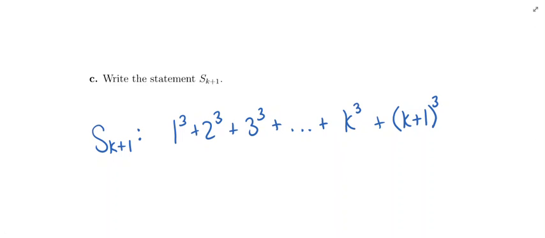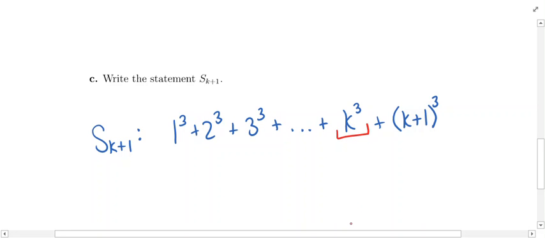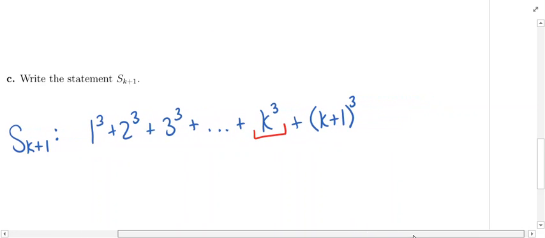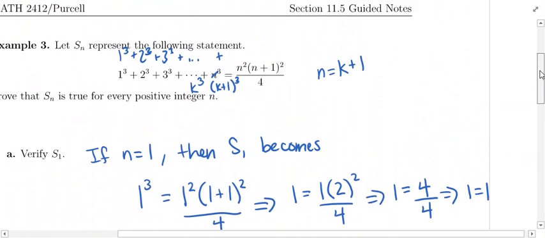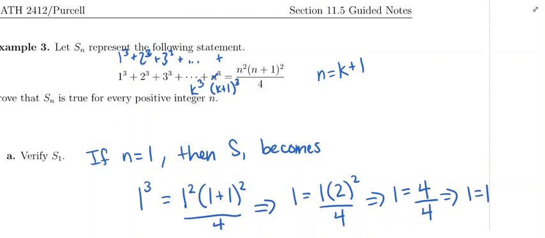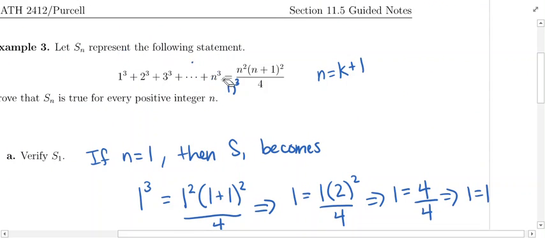Okay, this is a must for the induction step. You have to have that there to match it up with the assumption. All right, what will appear on the right? If we go back up here, we're going to replace every instance of n with k plus 1. So if I take this n and replace it with k plus 1, I'm going to get k plus 1 squared.